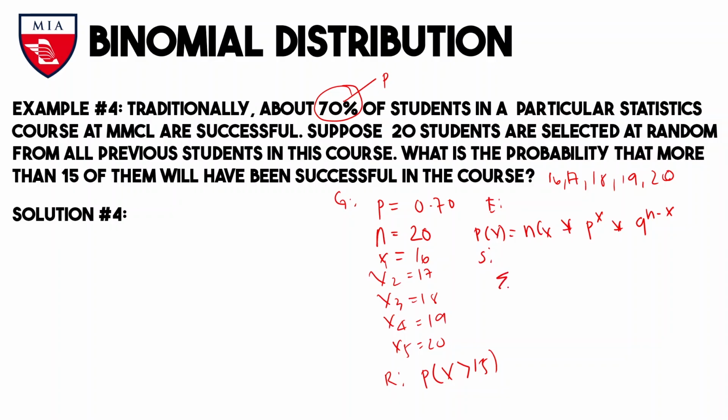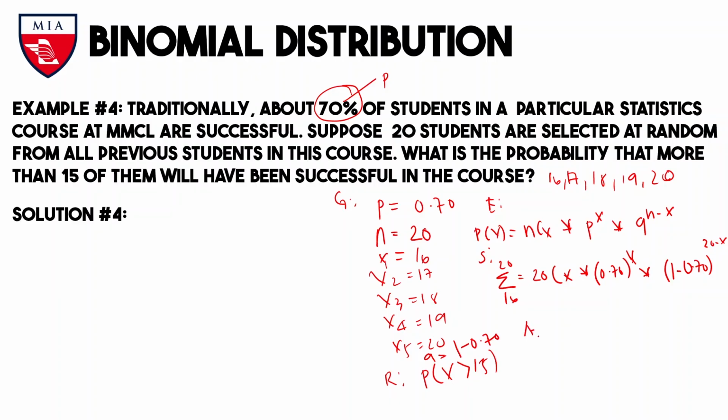So for the solution, let's use again the sigma. So we have sigma. What's the lower value? 16. Upper value we have 20. It is equal to 20Cx multiplied by 0.70 raised to x multiplied by 1 minus 0.70 raised to 20 minus x. So the value of q we have, so I forgot, 1 minus 0.70.